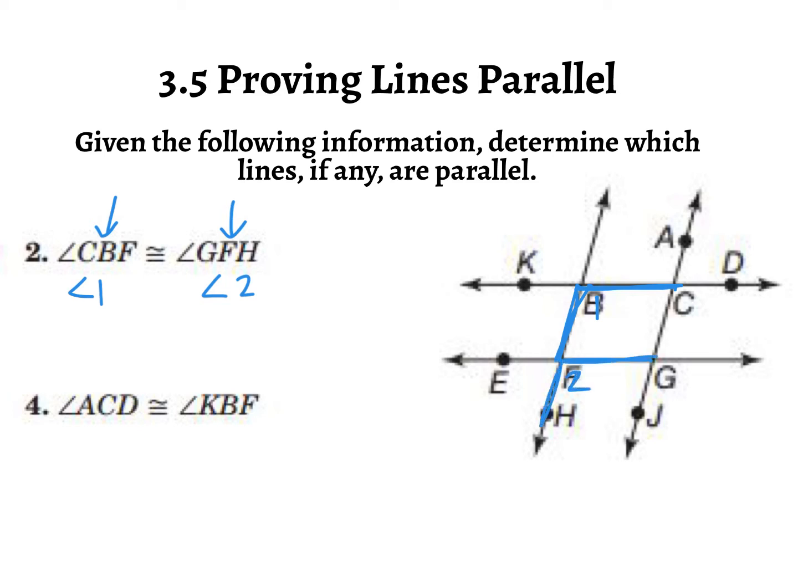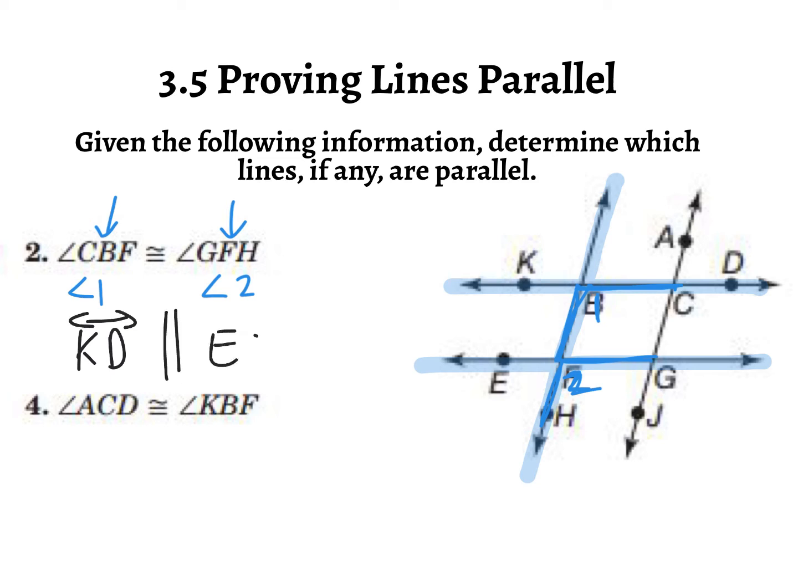This is angle 2. Notice how angle 1 and angle 2 are beneath the lines. Beneath this line and this line. If 1 and 2 are being affected by that, then the line that we're interested in as the transversal is this one. 1 and 2 are corresponding angles. And if those are congruent, then line KD and EG are parallel. KD must be parallel to EG. Let's look at our last one.